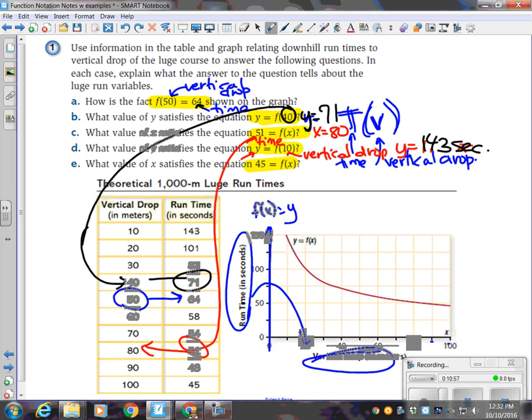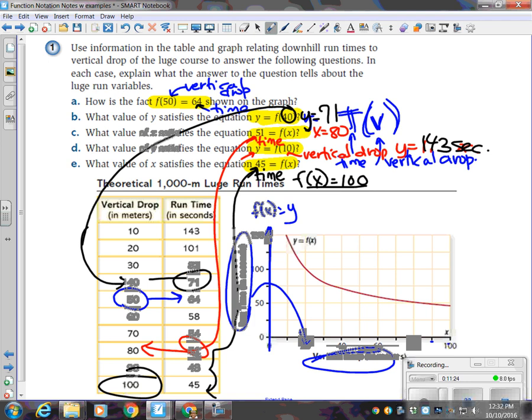45. I gave you 45. What did I give you? Did I give you a vertical drop number or a time number? I gave you a time. So this right here is a time number. So I'm asking you, what vertical drop gave me that time? Okay, so if I come down here to this side, 100. Okay. Not too bad, is it? All we're doing is looking for information in a table, but you got to look at it in the proper order. You got to know what you're looking at.